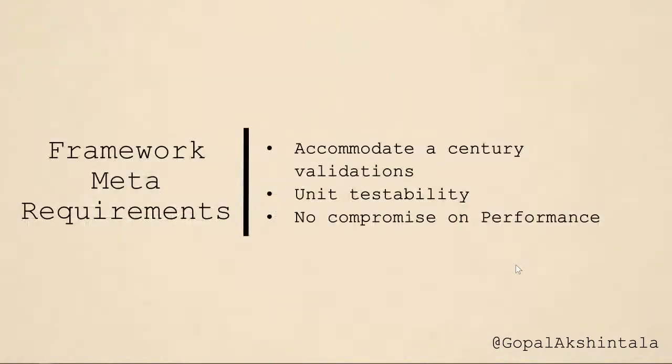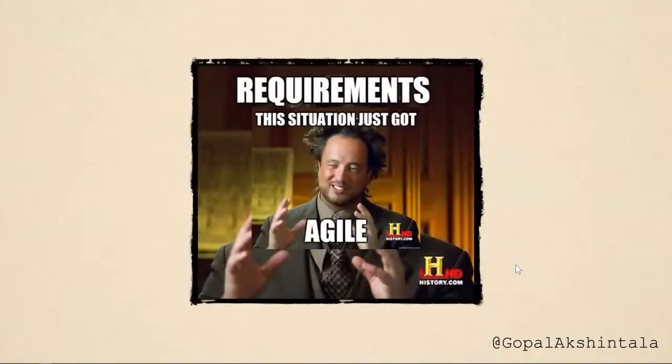With all these requirements, we also have some meta requirements. We want to accommodate a century of validations. If it's just a few validations, you can write them in any way. We have some 100 validations across multiple services, which is tricky because you can't manage that many validations if you just write them with simple if-else conditions. Unit testability is very important for us because even simple validations have a lot of corner cases, and we shouldn't compromise on performance. That's ultimate.